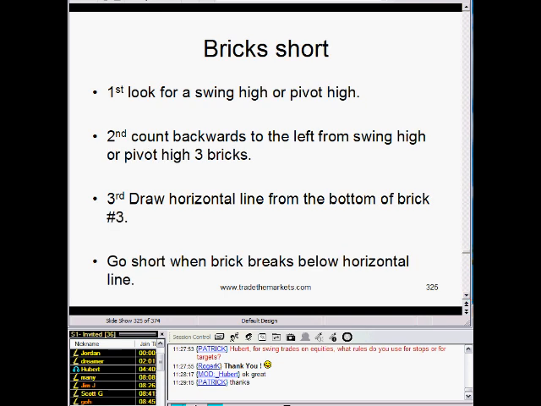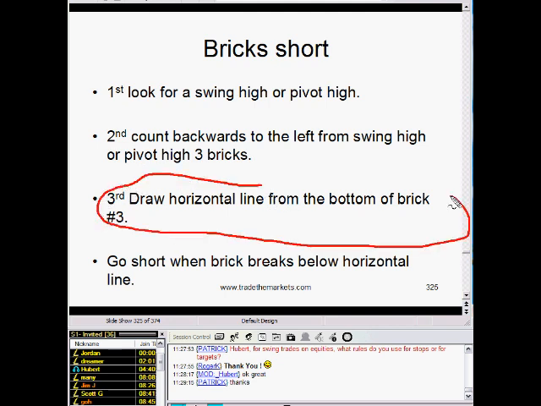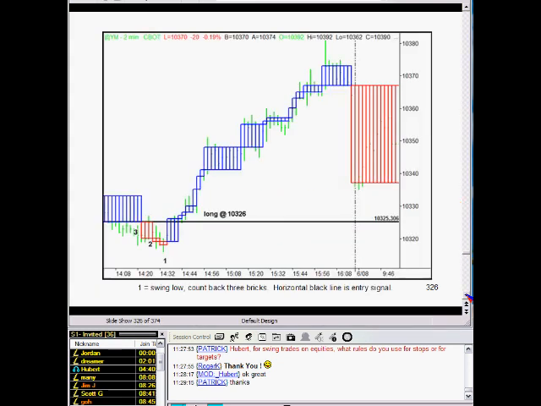Brick short, you reverse it. The only thing that's different in the rule is you draw the horizontal line from the bottom of brick number 3. The rules apply, just reverse them. Now, it sounds all nice, but it's a little confusing, so let's look at it on a chart.